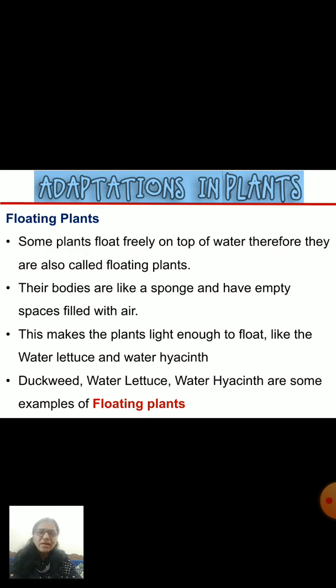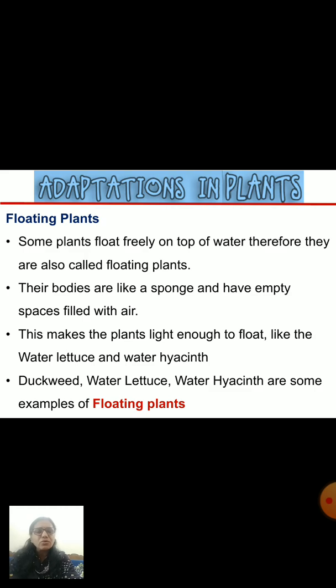And what are the plants which float on the water? They are water lettuce and water hyacinth. Other examples here: duckweed, water lettuce, again I am saying water hyacinth. These are some examples of floating plants.